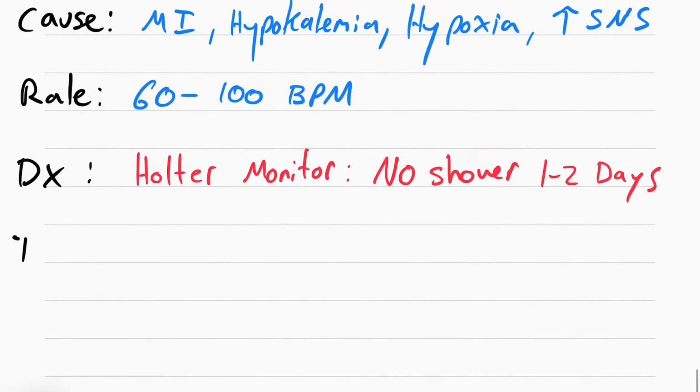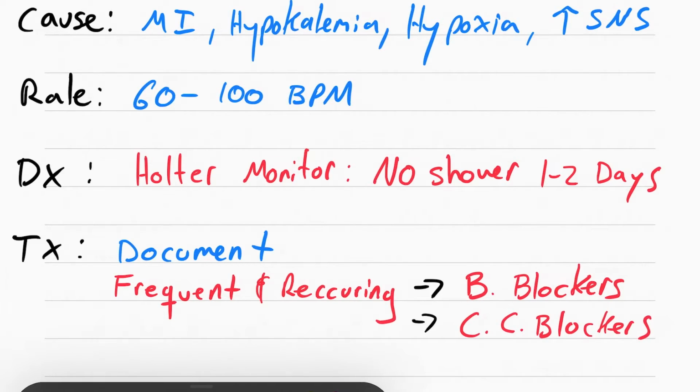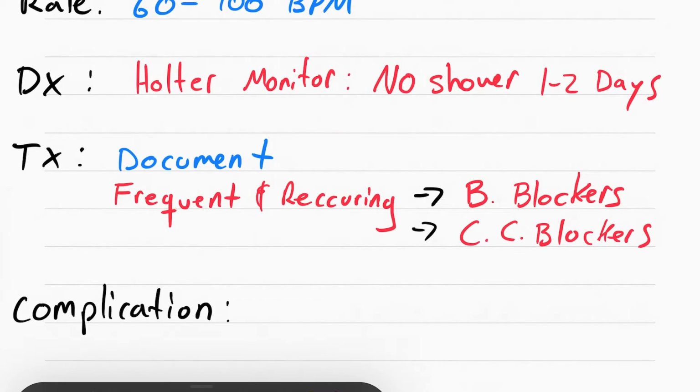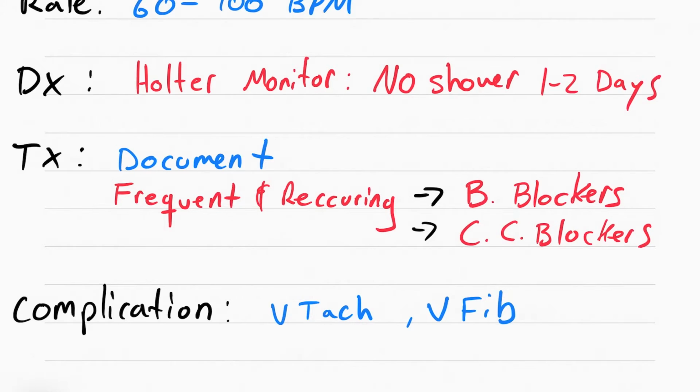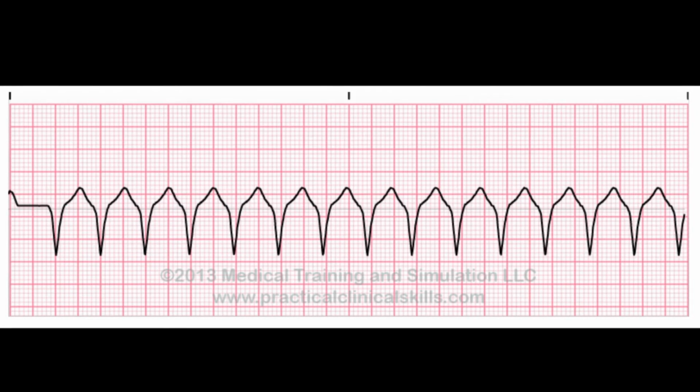Now, generally, PVCs are not an issue, so you just want to document. If you see frequent and recurring PVCs, however, this can affect cardiac output, and the patient may be prescribed beta blockers or calcium channel blockers. The last thing you need to know for PVCs is that they can turn into ventricular tachycardia and ventricular fibrillation. So ventricular tachycardia is when the ventricles are beating really fast.